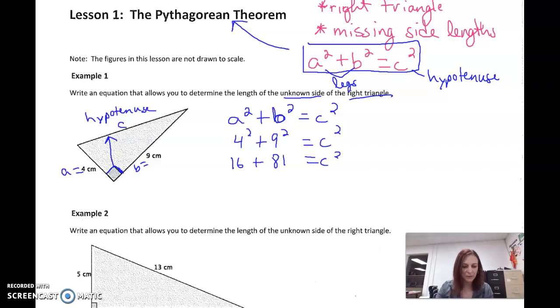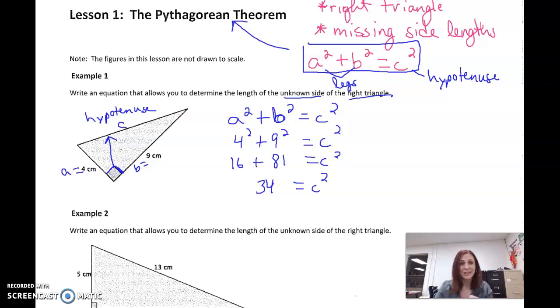16 plus 81 is 34. So this is 34 equals C squared. Now, this doesn't mean that the hypotenuse is 34 centimeters. If this is 4 and this is 9, 34 is way too big, okay? Now, we've talked about in the past using the square root symbol that undoes the squaring, okay? So if you remember that, go do that.